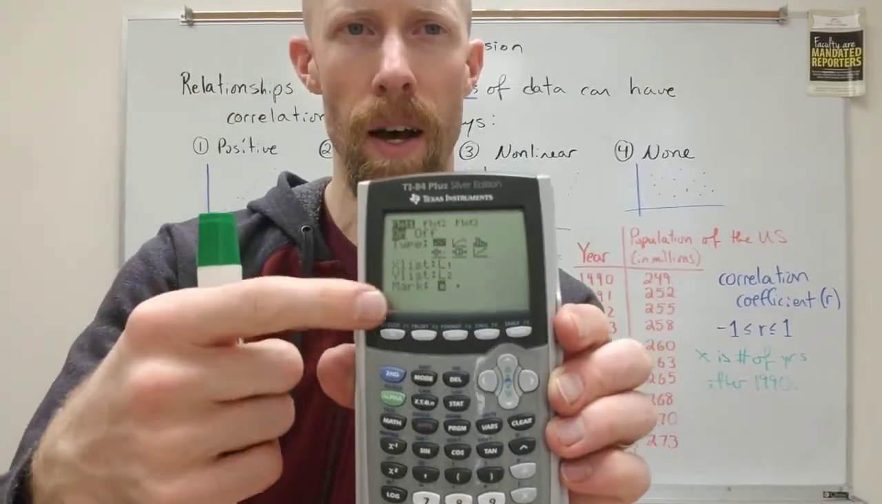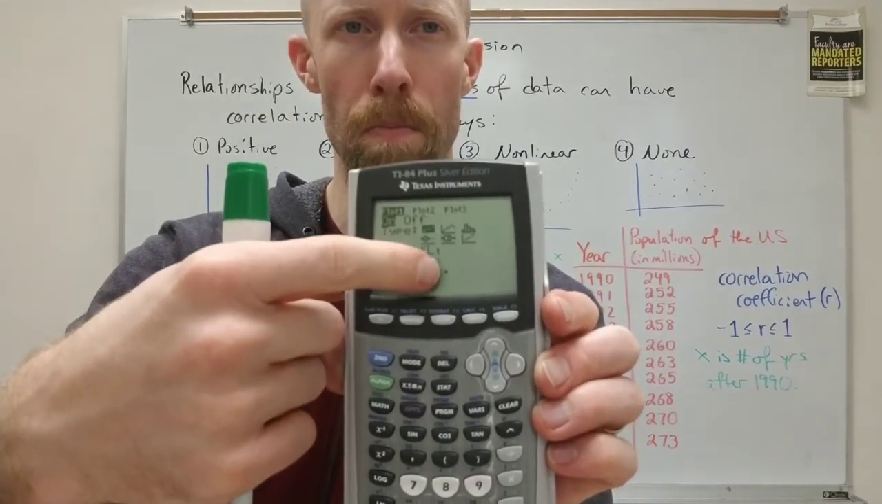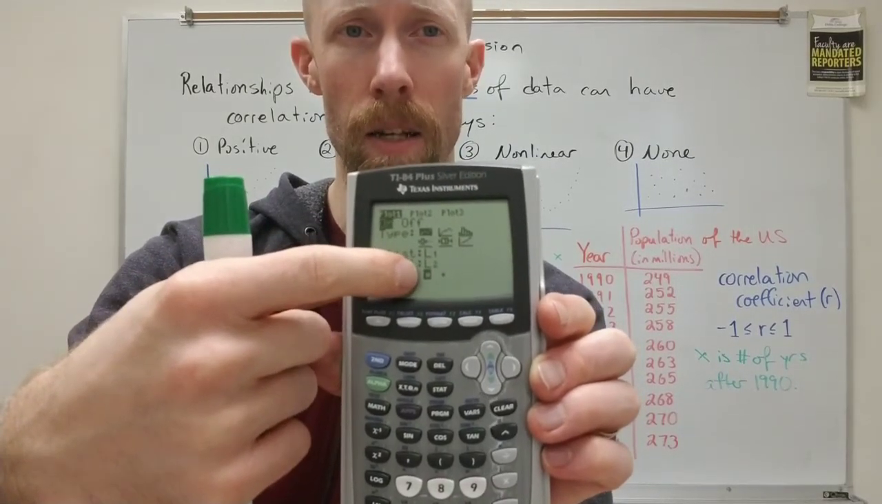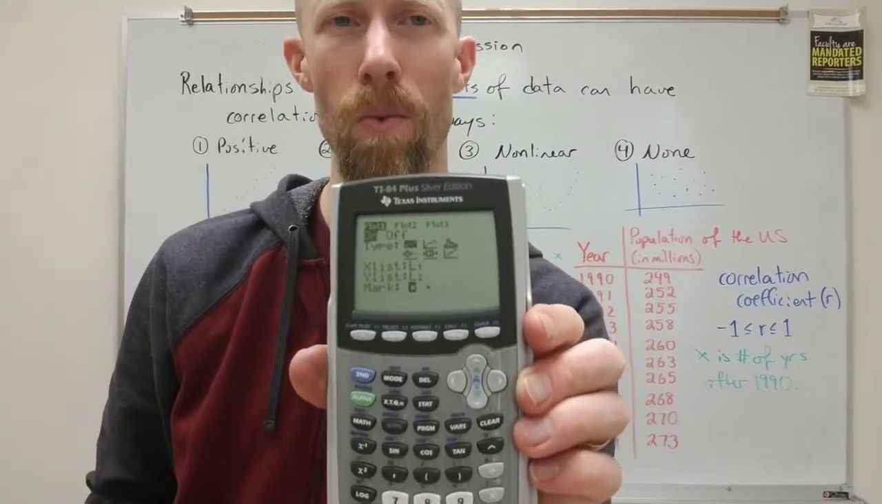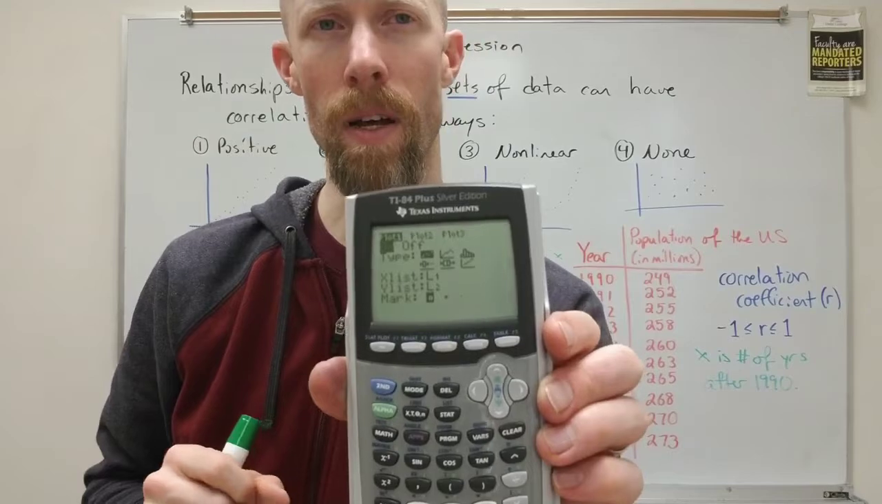Okay. And then the mark at the bottom, this is what the point will look like. I like the little box. That's what I'm going to go with, but you could use a plus or a dot, however you want it. I like that because it stands out nicely when I plot the graph.